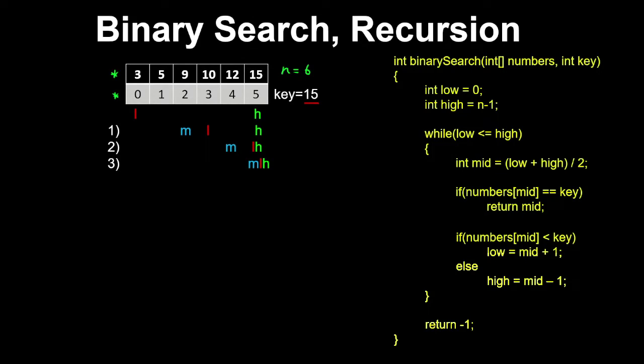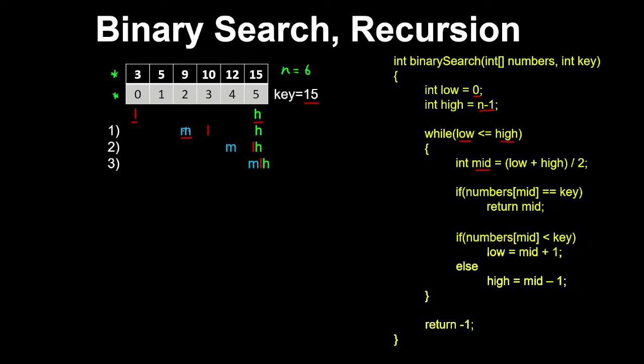So the binary search algorithm starts in the middle of the sorted array. So first we store the lowest index in the array and the highest index in the array, which is 5. And then while the lowest index is less than or equal to the highest index, we have a variable to store the middle index in the array. So in this case, the middle index is 0 plus 5, which is 5, divided by 2 gives 2 as an integer.